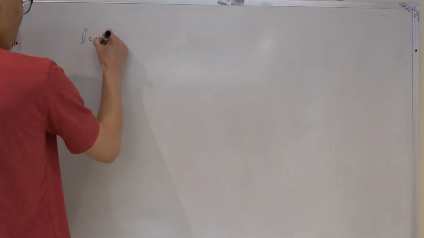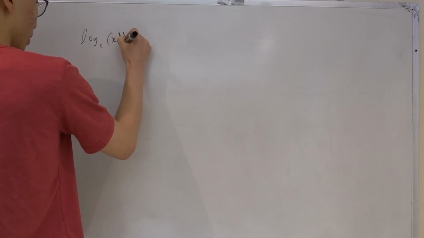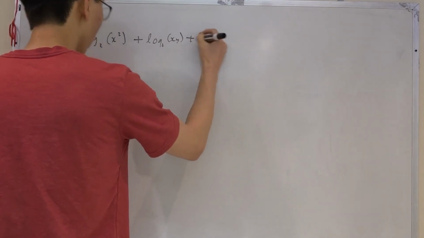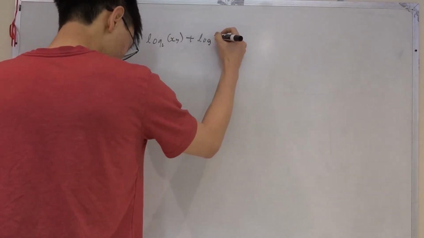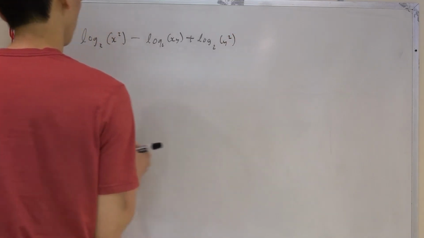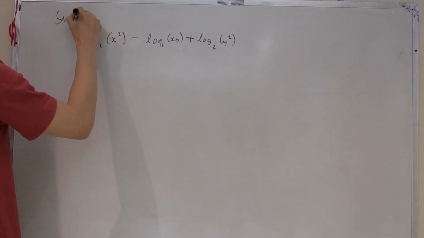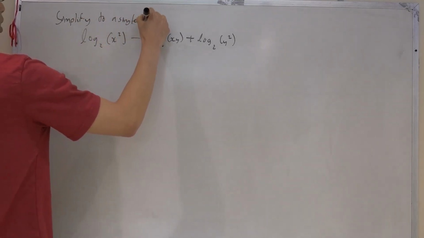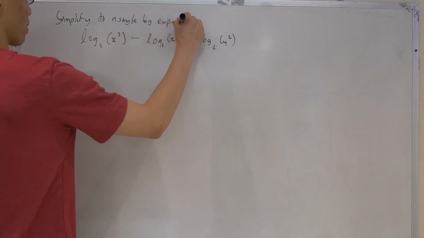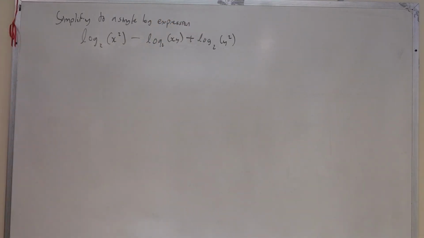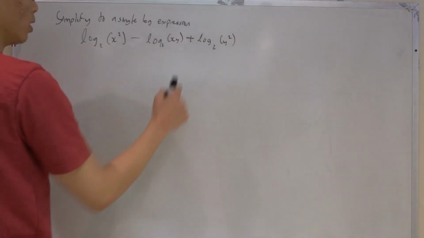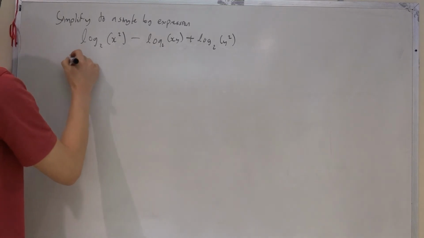The first one that we have is log base 2 of x squared plus log base 2 of xy plus log base 2 of y squared. The question is simply to simplify this to a single log expression. Just simplify this, try it on your own. The first thing that you should notice is that we can use our logarithm law to pull out the 2 in the y squared and the x squared. So let's just do that quickly.